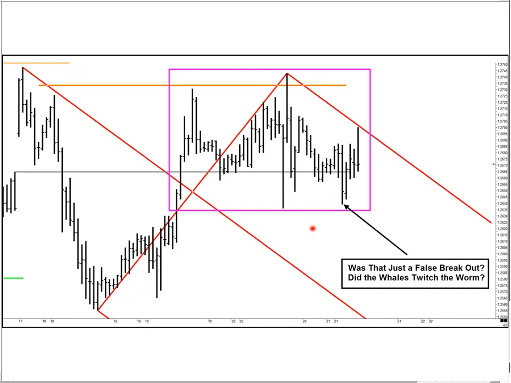And we know with 80% probability we're going to head and make it to the most likely line. So that's either the upper parallel or the median line. When we fail to go lower and take out this low, that tells us the price will make the upper parallel 80% of the time. And what do we do? We make it right to the upper parallel.